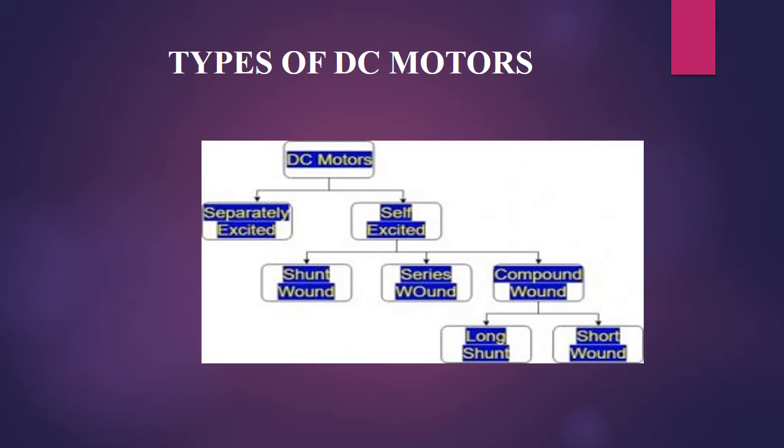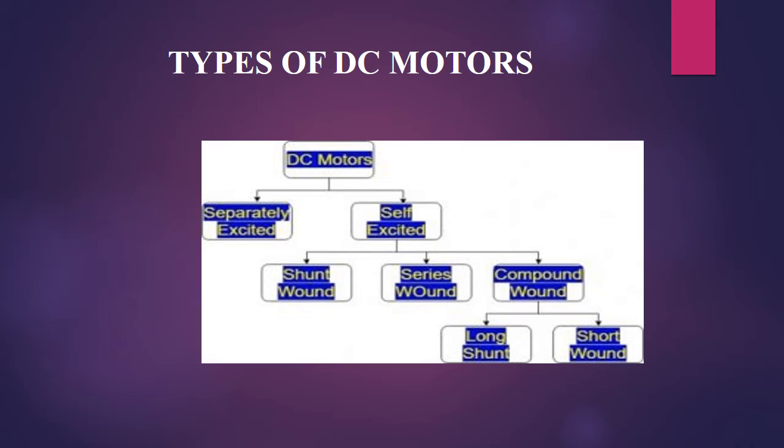Next is DC compound motor. The DC compound motor has two field windings, one connected in parallel with the armature and the other in series with it. The compound machines are always designed so that the flux produced by the shunt field winding is considerably larger than the flux produced by the series field winding. There are two types of compound motor connections. They are long shunt compound motors and short shunt compound motors.